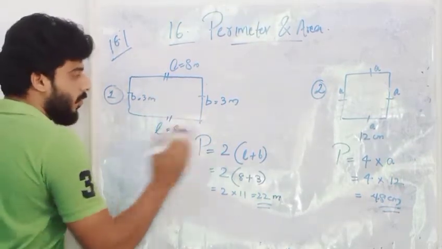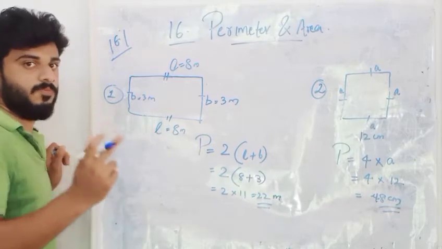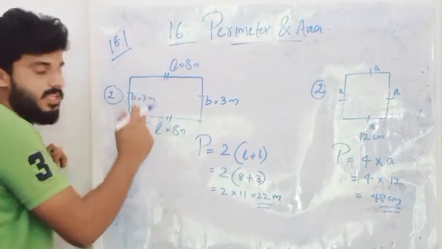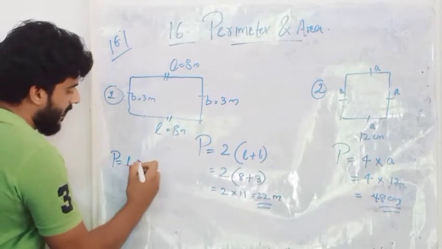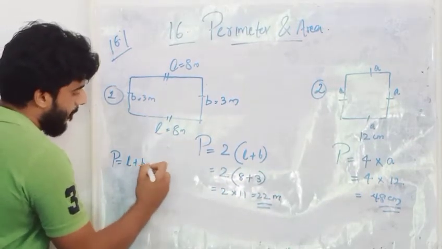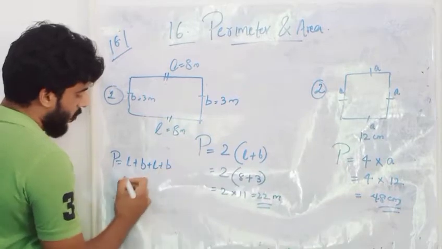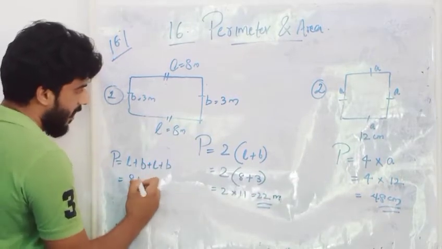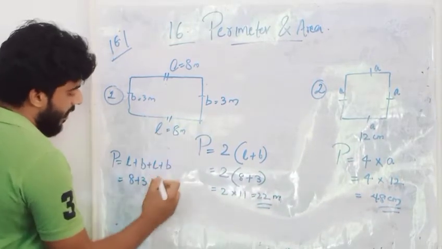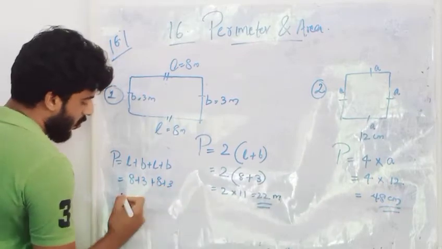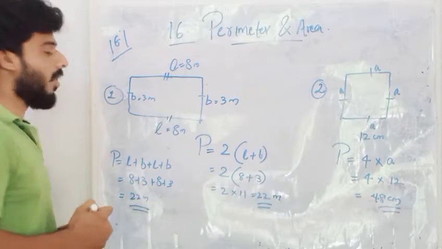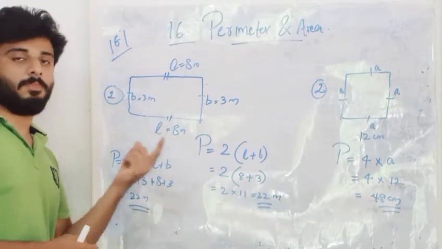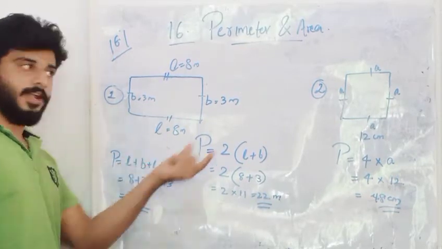While without the equation also we can solve by one method. How? By adding up all the sides. While adding up all the sides, perimeter will be L plus breadth plus L plus breadth. So L is 8 plus breadth is 3 plus L 8 plus 3. So this also will be 22 meter. Without the equation also we can find the perimeter of a rectangle or any shape by adding all the sides.